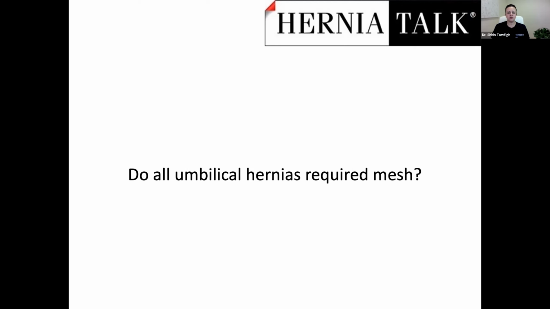So I wouldn't put mesh in for a hernia up to 2 centimeters, understanding that that decision is actually giving you a higher risk of hernia recurrence than if I did put mesh in, but I'm balancing that risk against the risk of having mesh-related problems and complications.